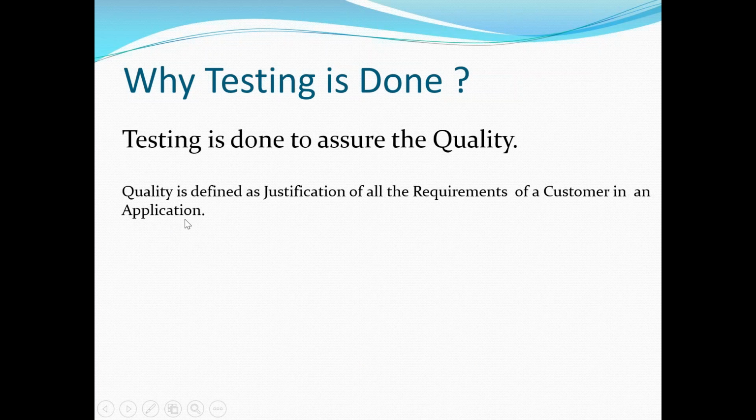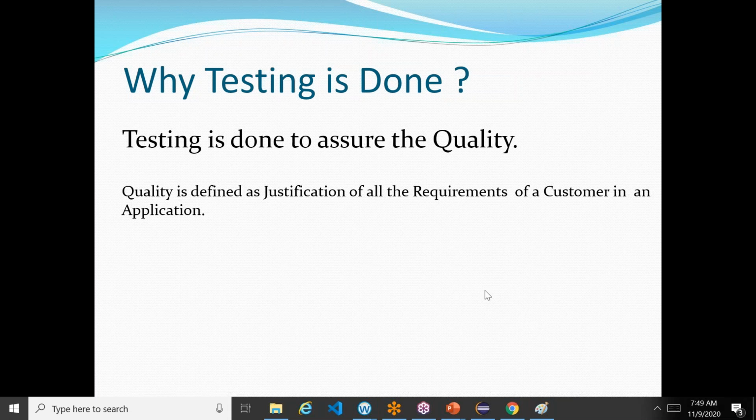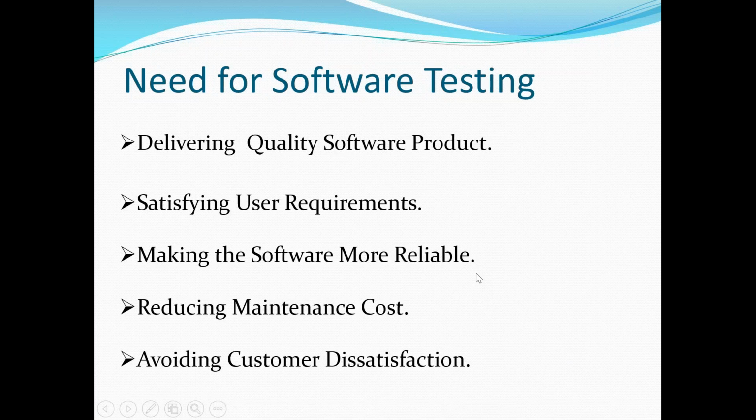What is the entire story? Quality. Quality is defined as the justification of all the customer's requirements for the given application. Is it clear? So quality is very, very important, guys. The second topic is the need for software testing. Suppose I really want to go into software testing, what do I need to do? Always keep these points in mind: whether I'm delivering a quality software product or not.